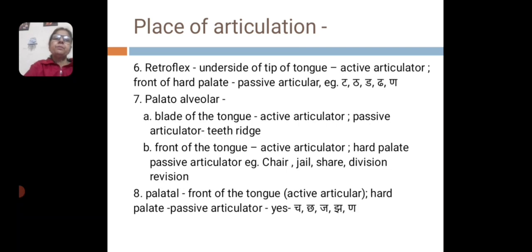And next is palatal, in which the front of the tongue is the active articulator and the hard palate is the passive articulator. In English, the y sound, yes, and in Hindi there are different sounds: cha, chha, ja, jha, na. Cho, chammach, chhatri, ja, jahaj, jha, jhanda, jharna, and na.